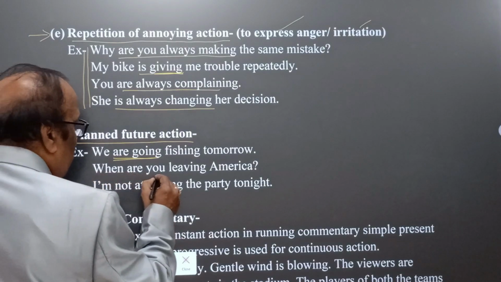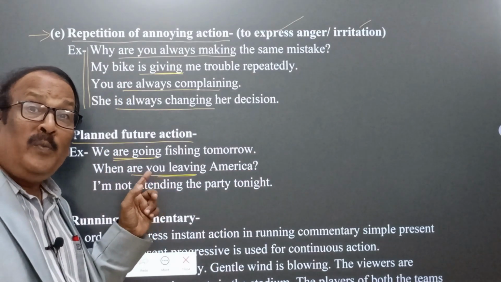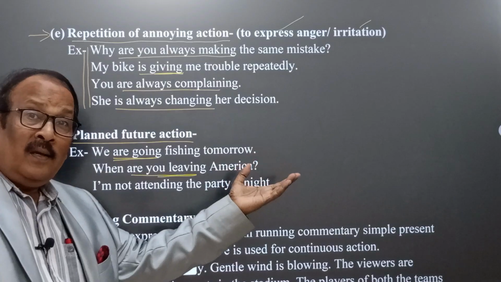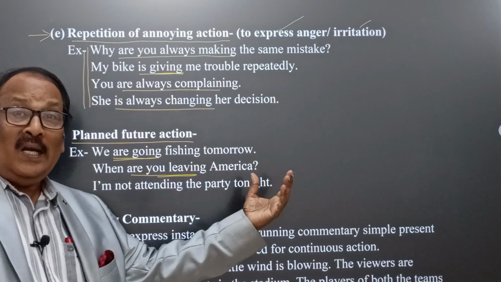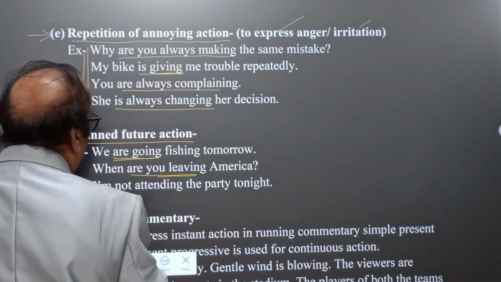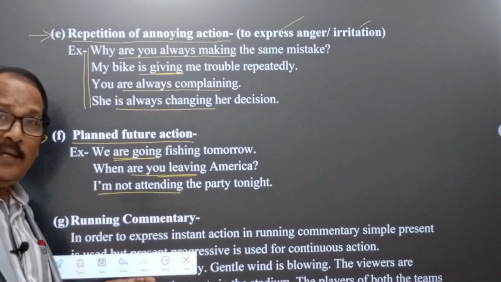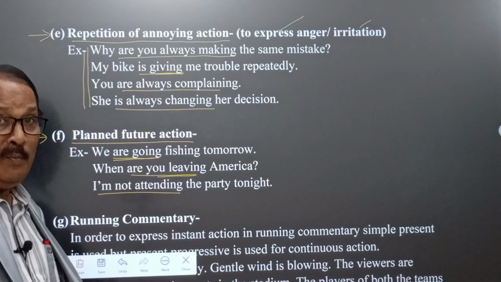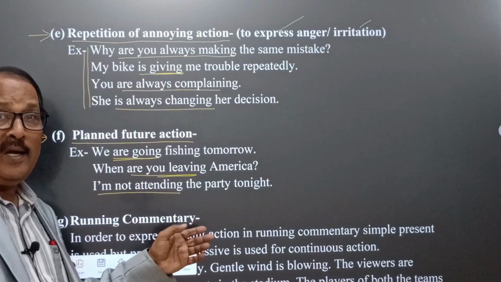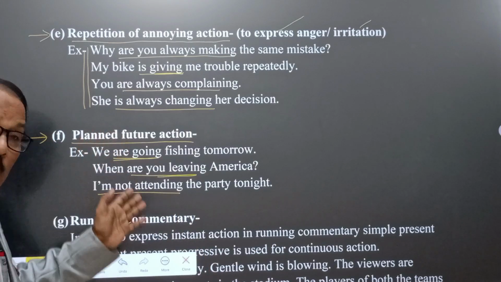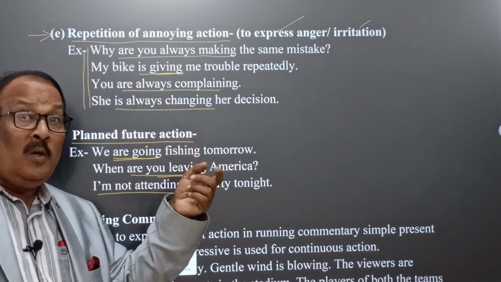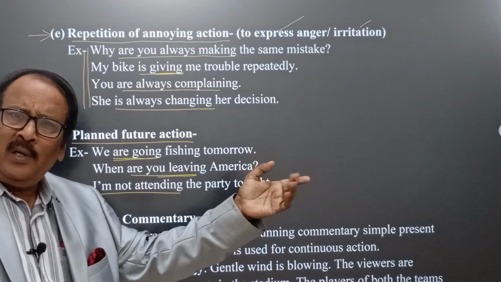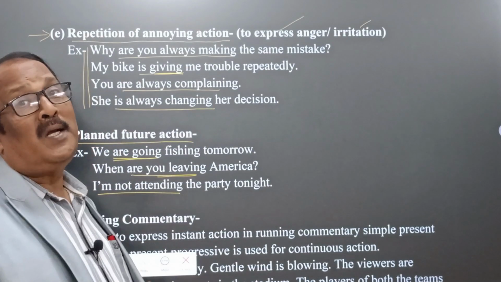Another, when are you leaving America? Here the speaker wants to know about someone's proposal or planning for leaving America in future. I'm not attending the party tonight. Here the speaker expresses his future planning. It means he is not going to attend the party tonight. So this is the way how we use present progressive in order to express future action. Okay, here the tense is present but the time is future.